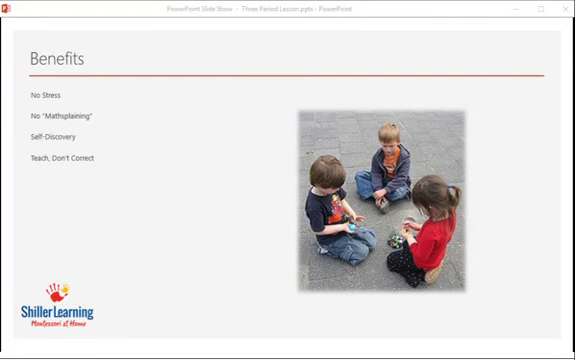As a parent, you have incredible power to influence your child's education, and the three-period lesson is a great way to use it.